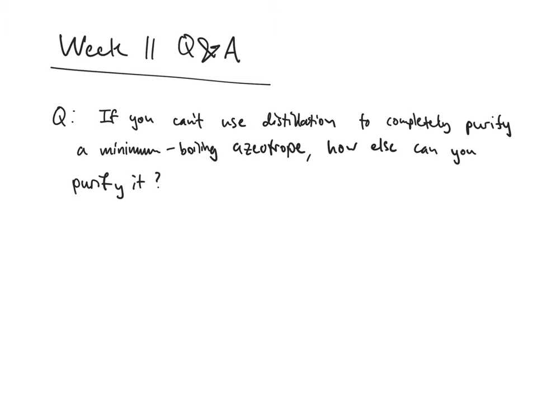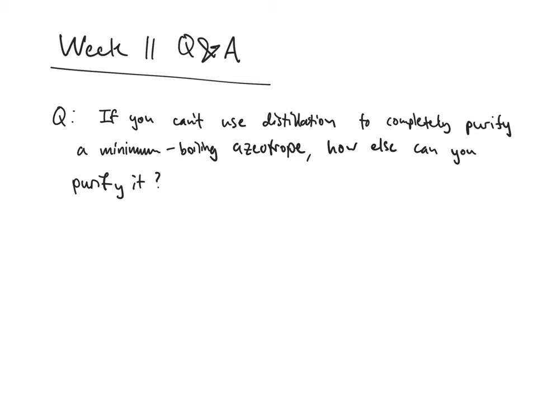Today's first question from the discussion boards is from Kayla, and I'm paraphrasing her here, but she asks: if you can't use distillation to completely purify a minimum boiling azeotrope, how else can you purify it? The answer is that you would have to find a different way to do it, and one of those ways might be chemical means to purify the substances in the mixture.